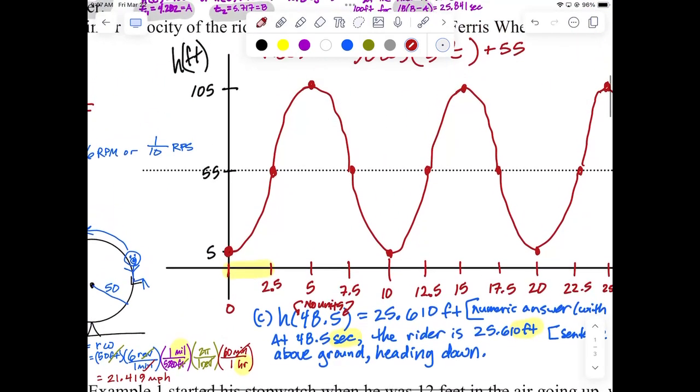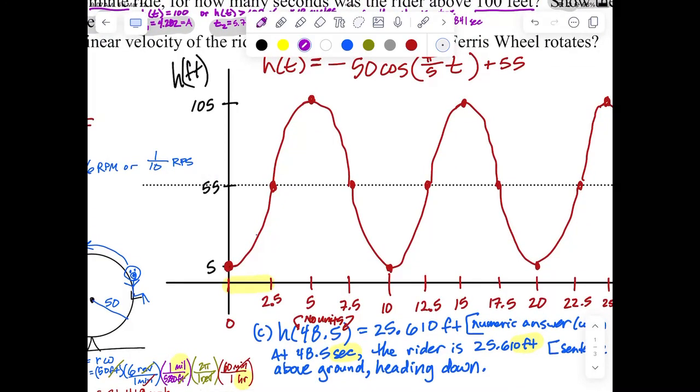So 12 feet. Let's think about it. 12 feet is going to be somewhere right about here. That's when he started his stopwatch. So what we need to do is figure out how much time elapsed between when he started at the bottom and when he was 12 feet in the air going up. Would you agree? And then I need to make that point my new y-axis. I need to shift this graph over to the left, whatever that amount is, so that that's my new y-intercept.